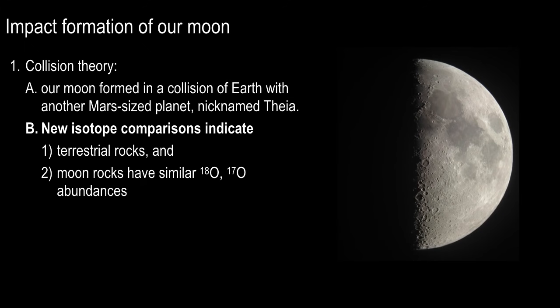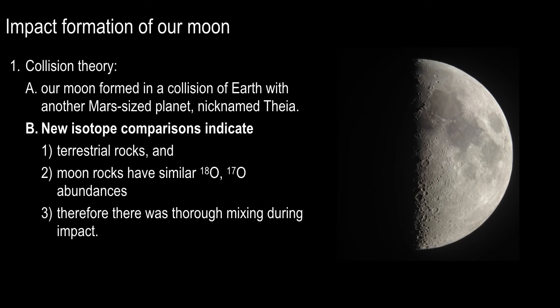All right. So, anyways, moon rocks and terrestrial rocks, we now have measured them really carefully and found that the isotope ratios are fairly the same. And therefore, we think that in this impact, there was a lot of mixing. In other words, I probably shouldn't say homogenized, but the mantle of the Earth and the mantle of this impactor, Theia, the smithereens and the debris mixed fairly thoroughly, we think.